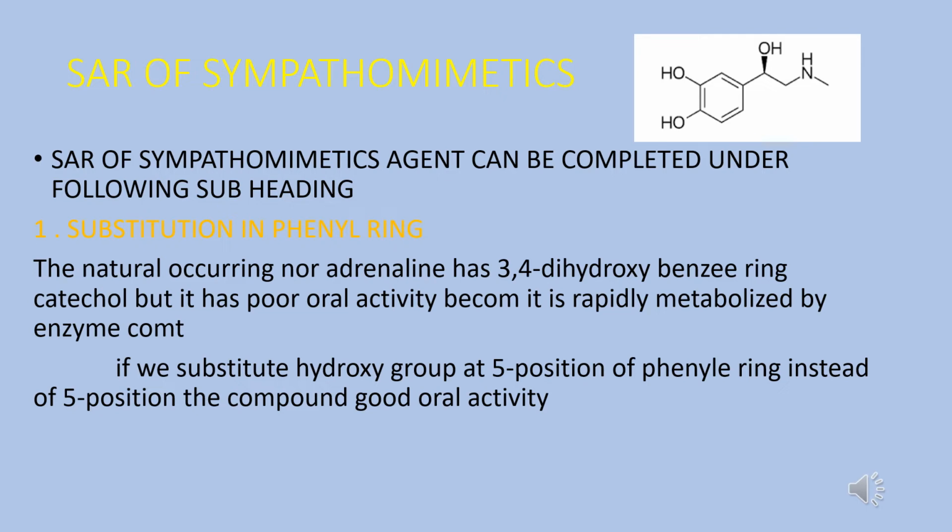SAR of sympathomimetics. SAR of sympathomimetic agents can be covered under the following subheadings. First one, substitution in the phenyl ring. The naturally occurring noradrenaline has a 3,4-dihydroxybenzene ring, a catechol, but it has poor oral activity because it is rapidly metabolized by the enzyme COMT. If we substitute the hydroxy group at the fifth position of the phenyl ring instead of the fourth position, the compound shows good oral activity.